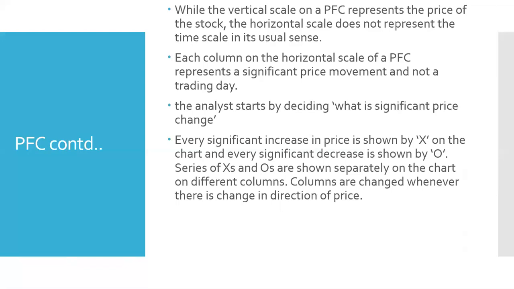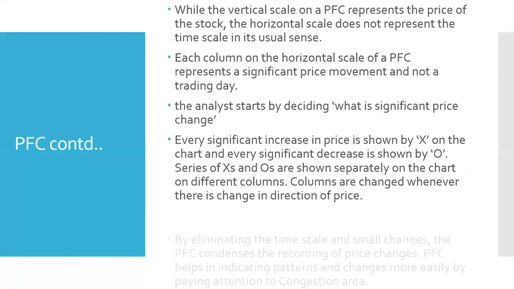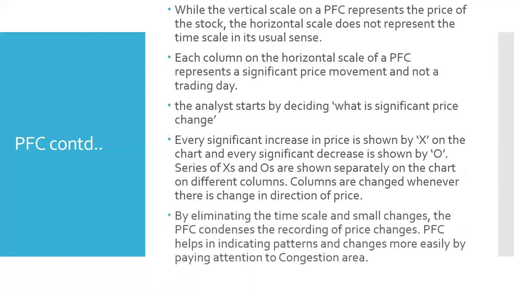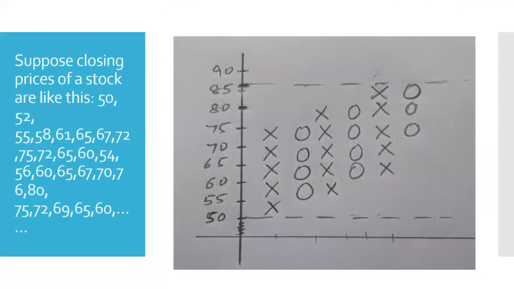If prices are increasing significantly, you show that with X. But if the price starts declining, then you shift to a different column, and in that column, with a series of O's, you will be showing the decline in prices. These X and O's form a congestion area. And by analysis of this congestion area, the future price behavior is predicted.